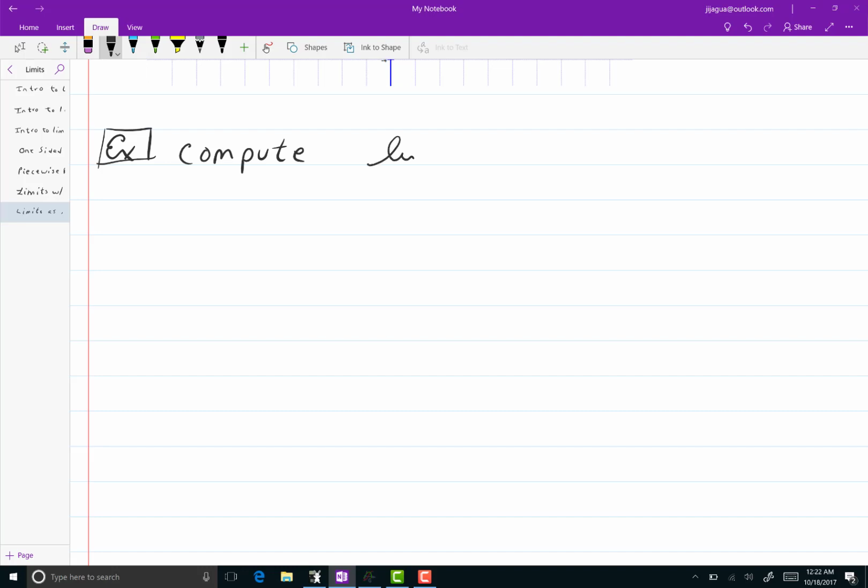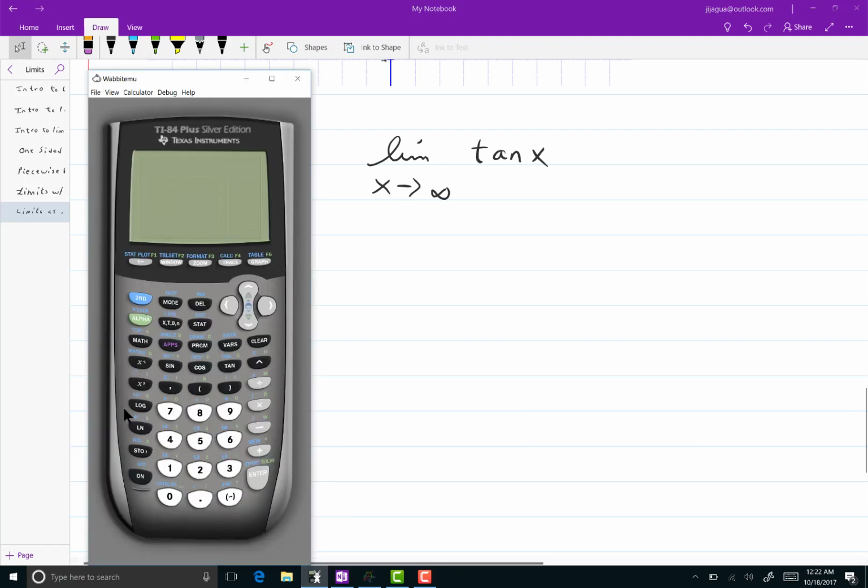I want to sort of remind you of some things too while I'm doing these. Let's compute the limit as x goes to infinity of tangent of x. As usual, the first thing I'll do is grab a calculator and graph it and see what it tells me. Clear your y1 and your y2. Tan is its own button. Just put an x in the parentheses and finish it off. And I'll do zoom 6.